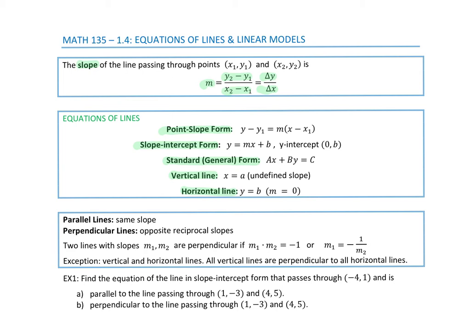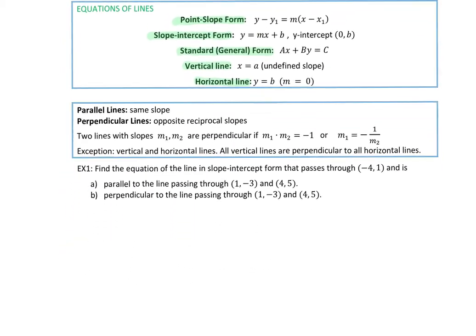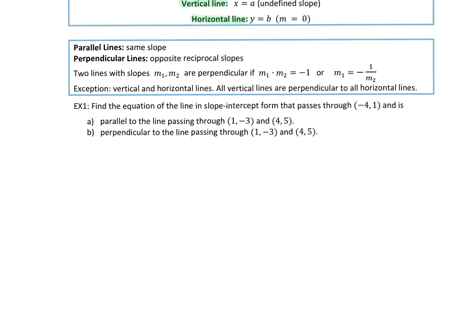So something we haven't really talked about yet are the ideas of parallel lines and perpendicular lines. If lines are parallel, they will have the same slope because they're going in the same direction. If lines are perpendicular, then they're going to intersect and form right angles. In that case, perpendicular lines will have opposite reciprocal slopes.